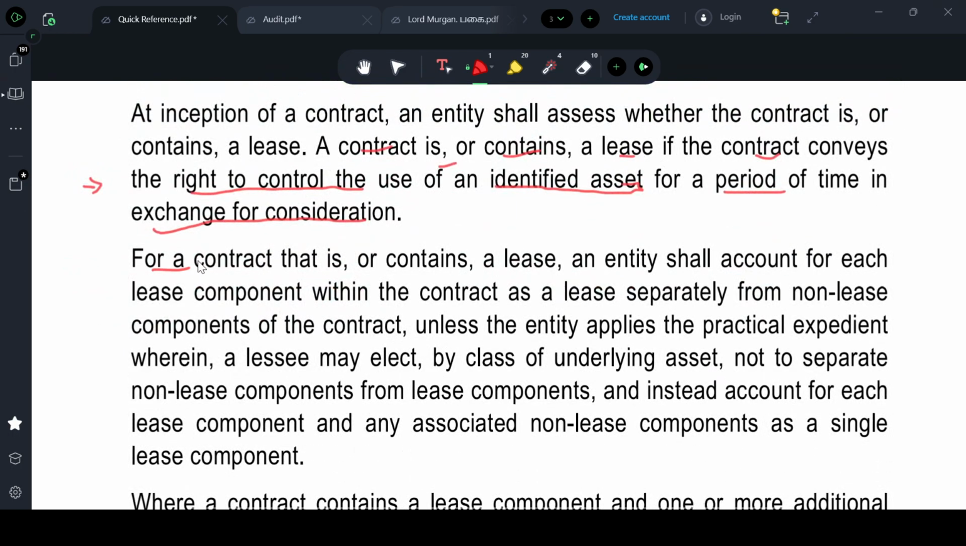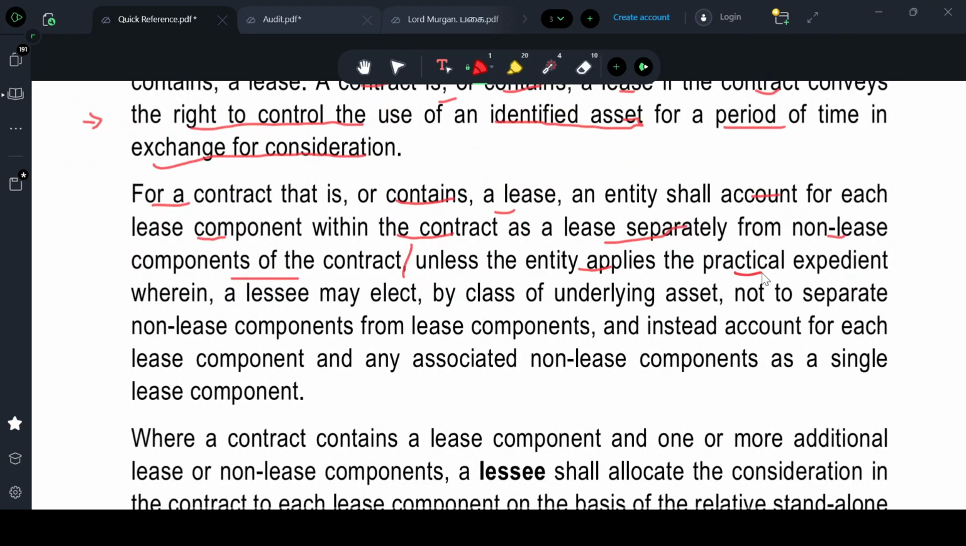Second, for a contract that contains a lease, the entity shall account for each lease component within the contract separately from the non-lease components of the contract. So what are the contents in the contract? What is lease content? What is non-lease content? They should be segregated, unless the lessee applies the practical expedient, by class of underlying asset, and elects not to separate non-lease components from lease components. So, lease component, non-lease component, two things.